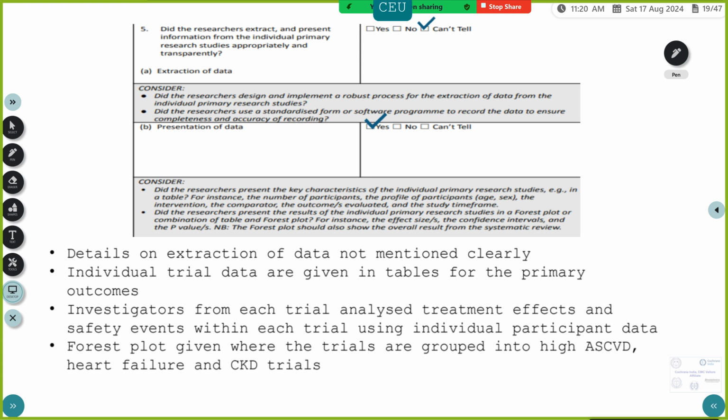Did the researchers extract and present information? Again, details of data extraction in this meta-analysis are not given clearly, but they have mentioned that investigators from each trial were present and they analyzed the treatment effects and safety events within each trial using individual participant data. So rather than taking the results from each study, they have looked at the individual patient data as well. They have also given forest plots, but not for each individual trial. They have grouped trials together into diabetics with risk of ASCVD, CKD trials and heart failure trials, and given forest plots for each of these groups.